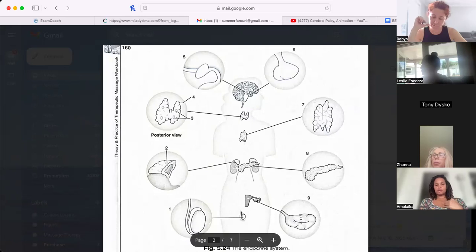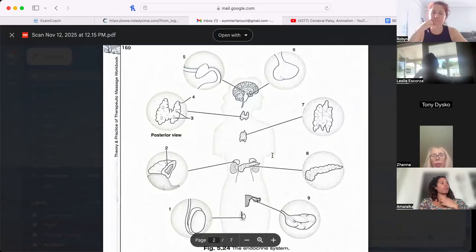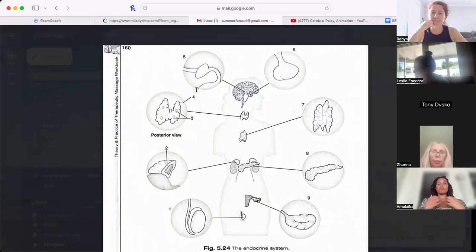Beautiful. Ovaries. Yes. So we got 2 here in the lower abdomen, 2 in the throat and neck, and 2 in the brain. Okay? 2, 2, 2, 2. Well, that would be 10.